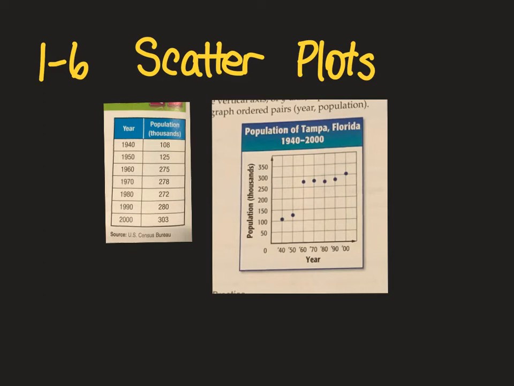All right, our video for today is Chapter 1, Lesson 6, and the topic is scatter plots. Scatter plots. All right, so let's look at this table over here on the left. Notice that I have years going down the X column. So over in this picture, years have been plotted on the X axis. My range, my Y values, are population. Population has been put on the Y axis.